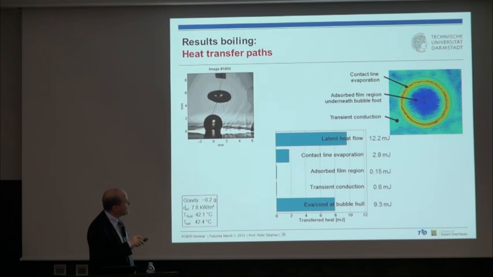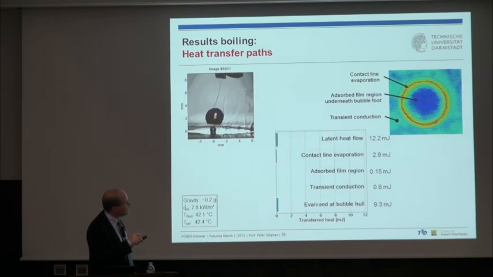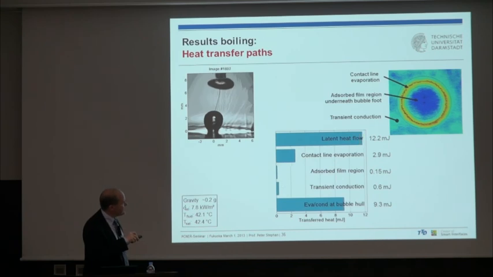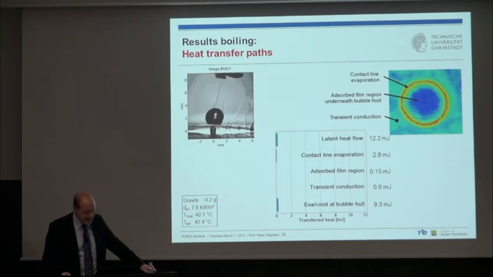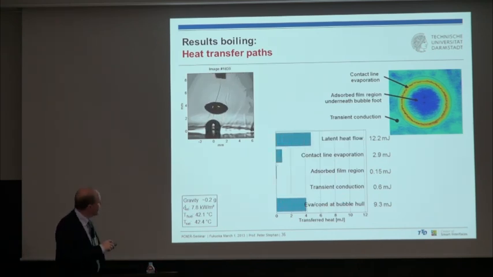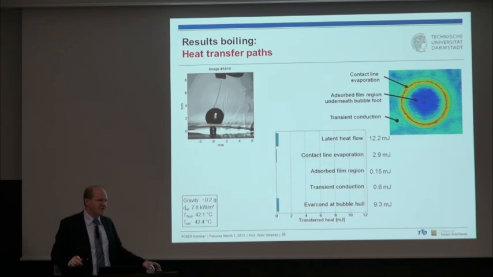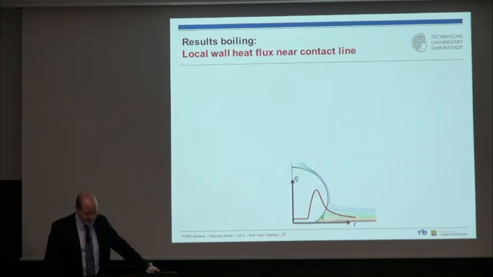And you see that in the adsorbed film area, we have only very little heat transfer due to natural convection. And also the transient conduction here around the bubble in the fluid is rather low compared to the latent heat in this situation. But here it's basically saturated fluid, so no subcooling. Of course, this depends very much on subcooling. This is just an example.